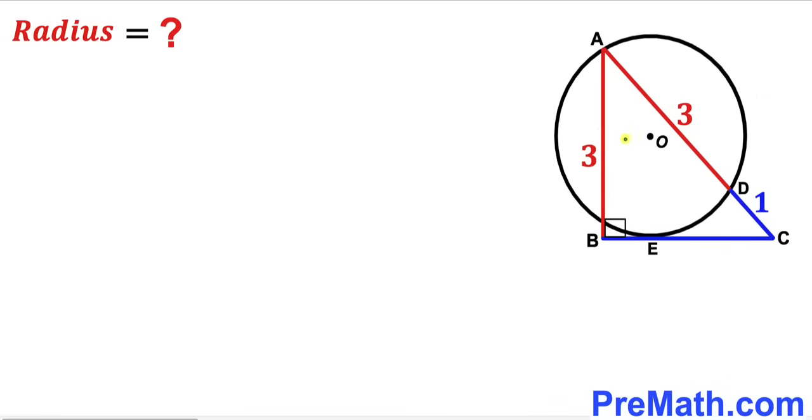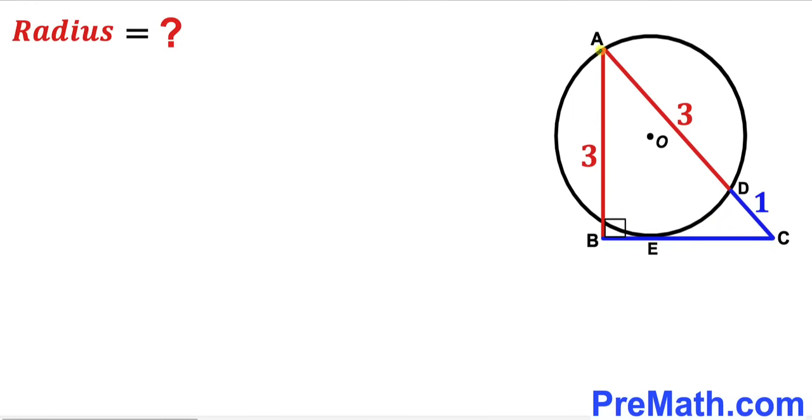Welcome to PreMath. In this video, we have got this right triangle ABC and this circle with a center O put together, as you can see in this given diagram, such that the side BC of this right triangle is tangent to this circle at this point E.